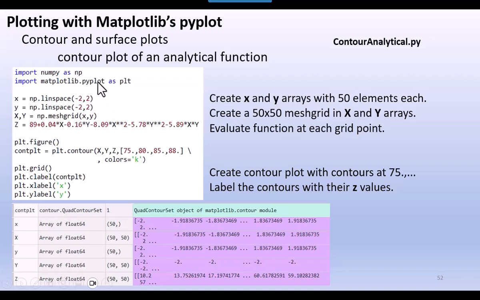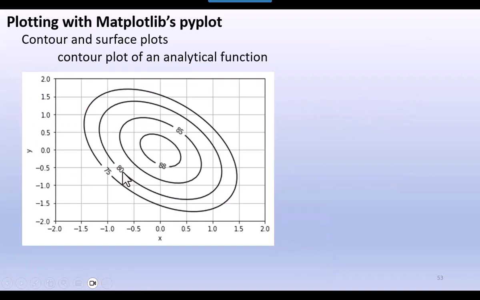And then the X array, capital X, is 50 by 50, as is the Y, and the Z is 50 by 50, and those are the arguments to the contour plot, and this is what you get when you run the script, all right?